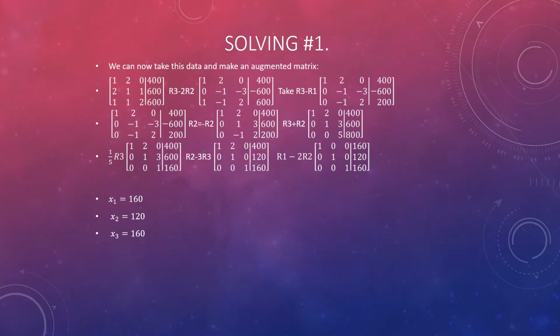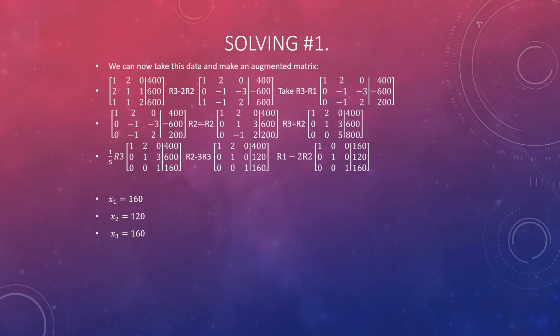So for solving number one, I took the data from the previous table and I put it in an augmented matrix. As you can see, I began with R3 minus 2R2 and then continued to progressively reduce down. And then I ended up getting 3 pivot points, and then I had zeros on both sides of those. So I knew I was done, and I had a RREF.